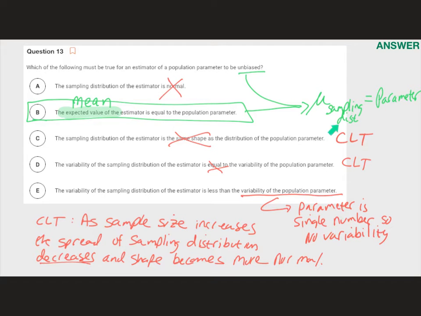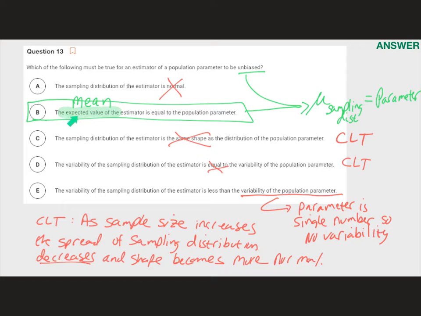It's a single number. Most of these get thrown out because when I talk about variability, the population parameter is a single number, so it has no variability. So these two really don't make any sense. Population parameter, whatever the center number is, doesn't fluctuate. So those don't make any sense.